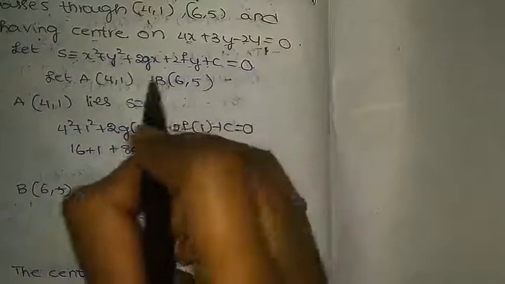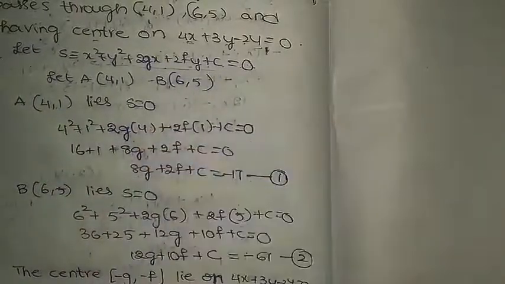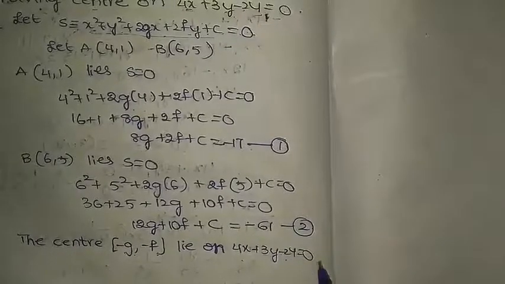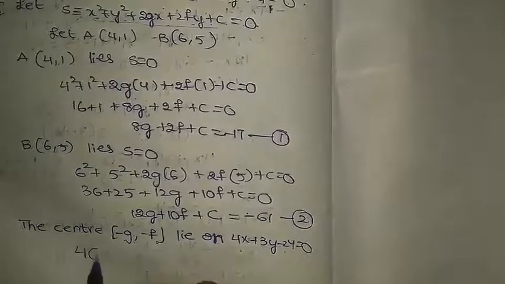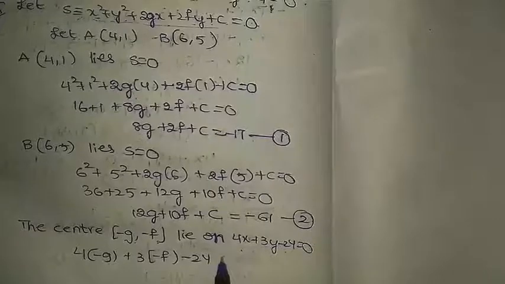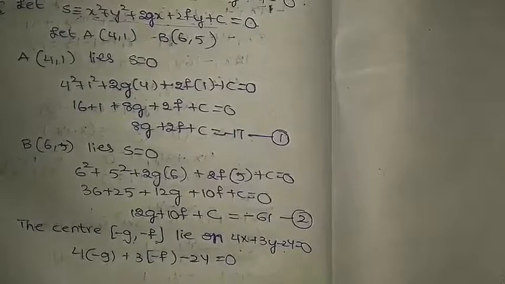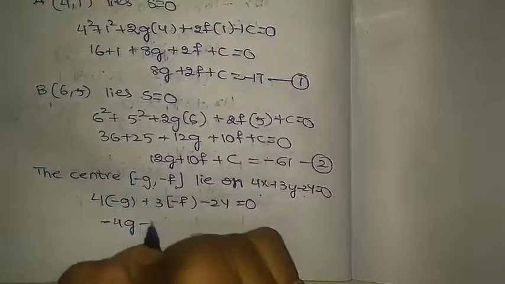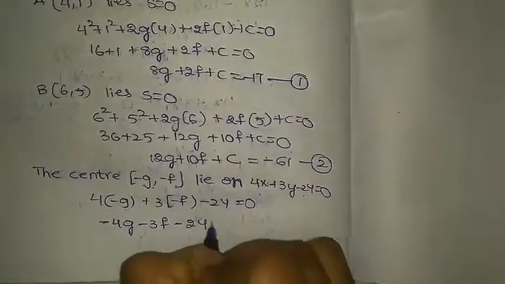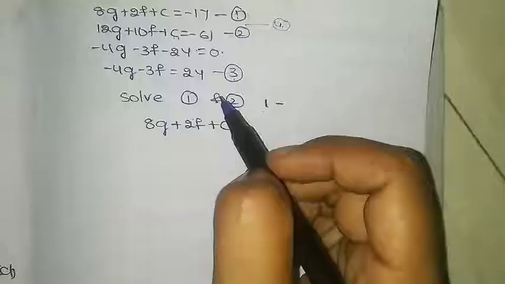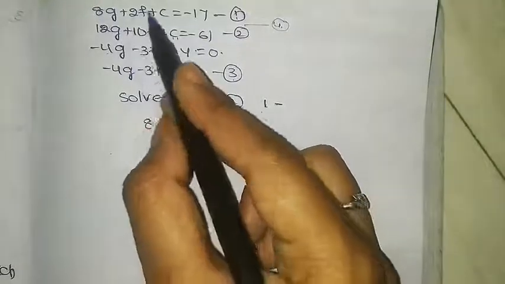It is also given that the center lies on this line. So from the circle equation, what is the center? Minus g comma minus f. So (minus g, minus f) lies on 4x plus 3y minus 24 is equal to 0. Substitute the values: 4 into minus g plus 3 into minus f minus 24 is equal to 0. That is minus 4g minus 3f minus 24 equal to 0. Let it be the third equation. Now we have to solve 1, 2, 3. So these are the three equations.